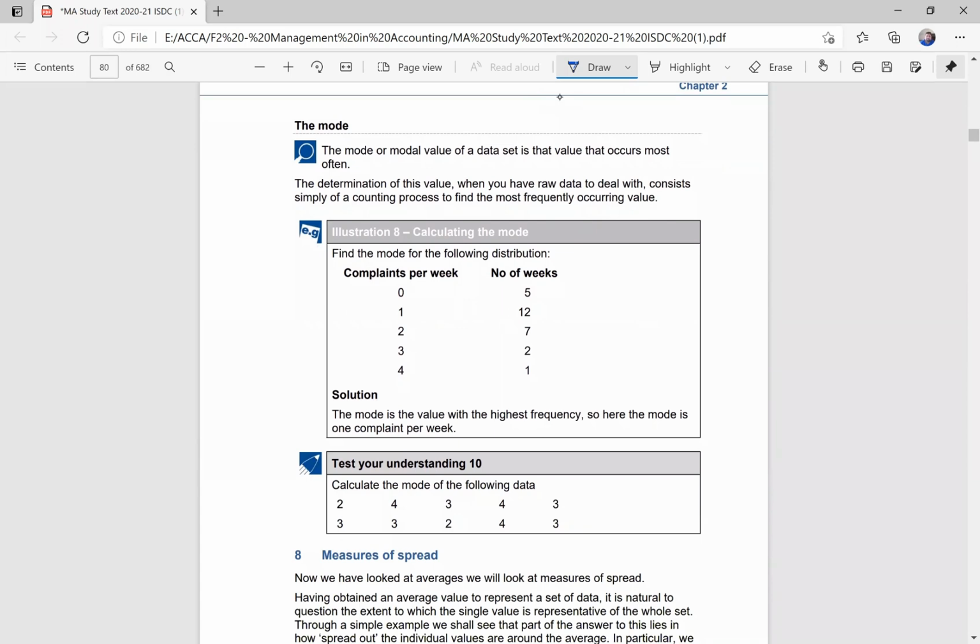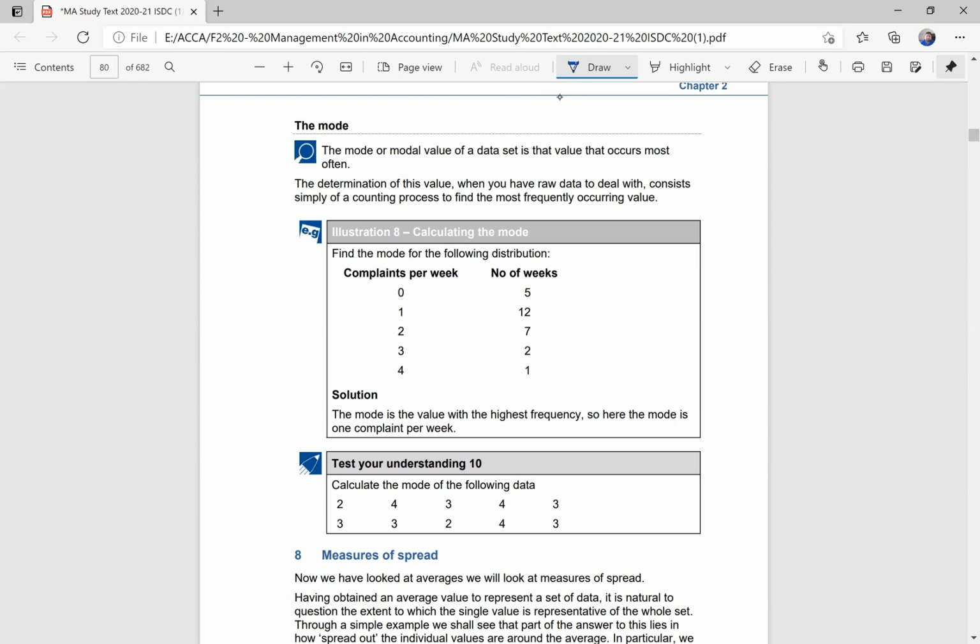Now the mode. The mode or the modal value is the number that most often occurs. So illustration 8 mentions that there are complaints per week 0, 1, 2, 3, 4, and the number of weeks are 15, 12, 7, 2, 1. So the mode is going to be the value with the highest frequency. Highest frequency means highest number of weeks.